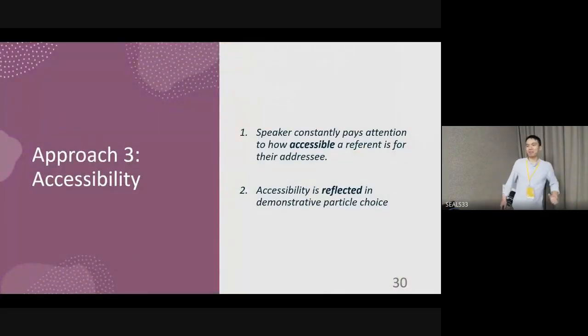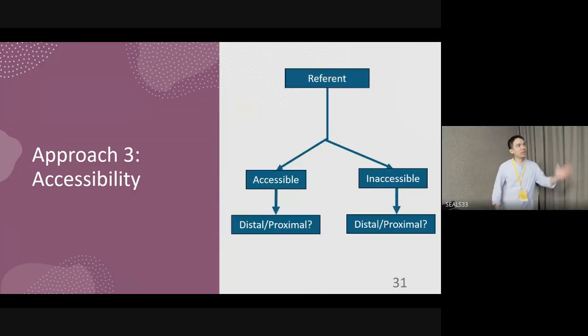The general basis of this approach is that speakers constantly pay attention to how accessible references are to their addressee. And the second thing is that accessibility is reflected in demonstrative particle choice. So I visualize this with this graph right here. The goal of the study is really to understand which particle, which demonstrative, we use when the reference is accessible and when it is not accessible. But before answering that question, let me explain what I mean by accessible, right?